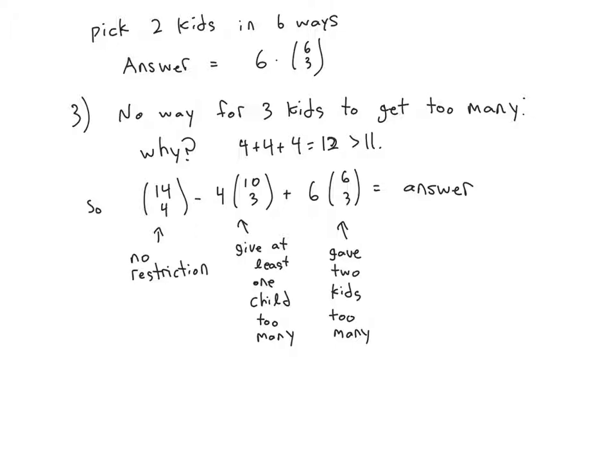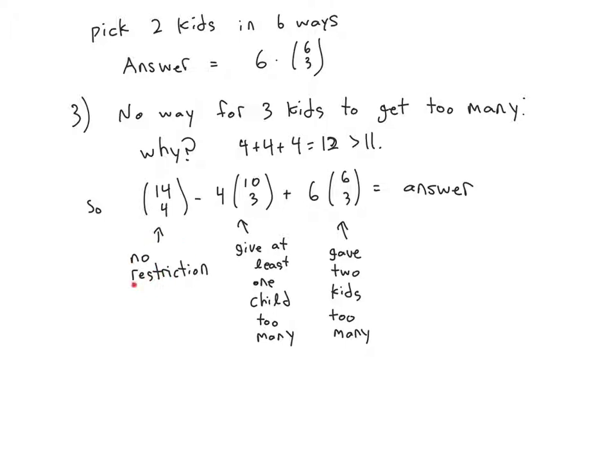So we need to add them back in, and so that's why we add them. We add back in the solutions where we gave 2 kids too many, because each of those cases was counted twice here and once here, and so it popped up a negative number of times, and so we add it back in. And so this is the principle of inclusion-exclusion, and so this is the answer, and it's just some number from here. And that's basically how inclusion-exclusion works.